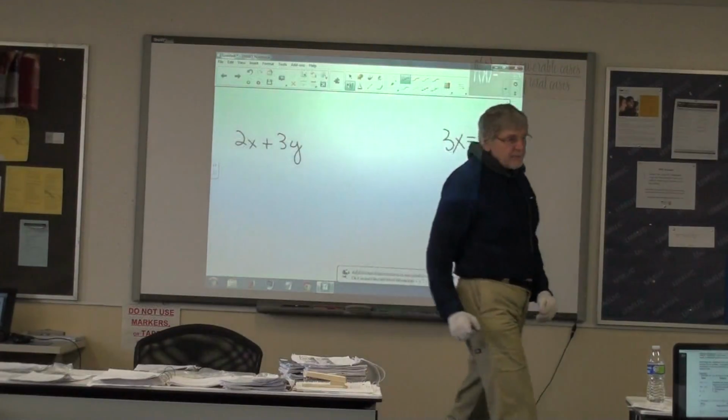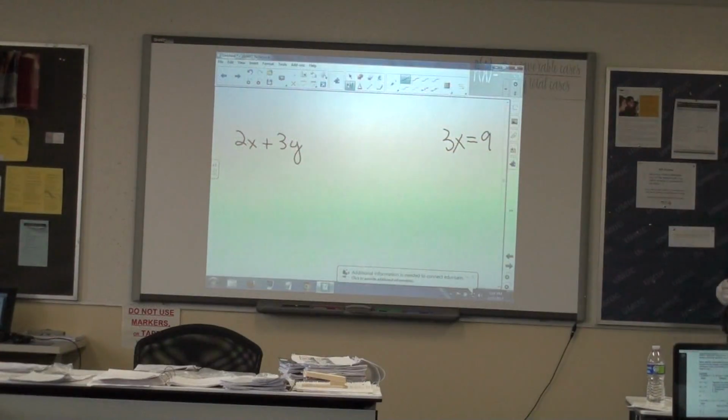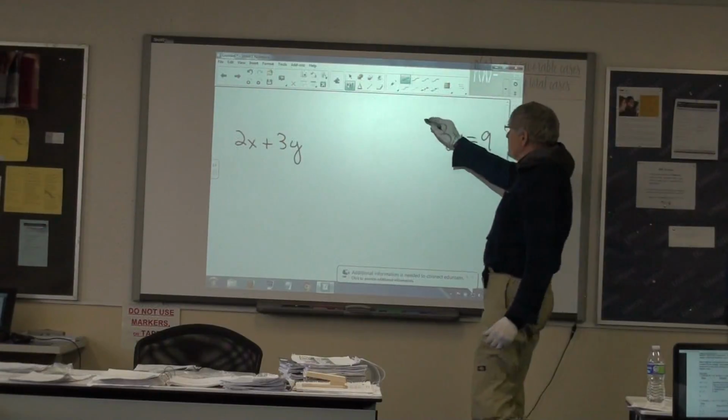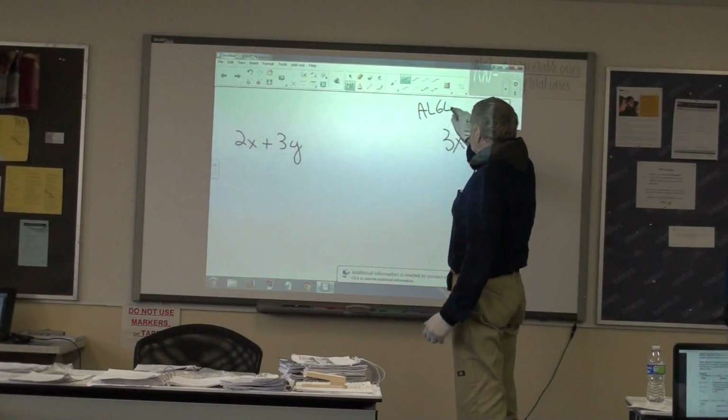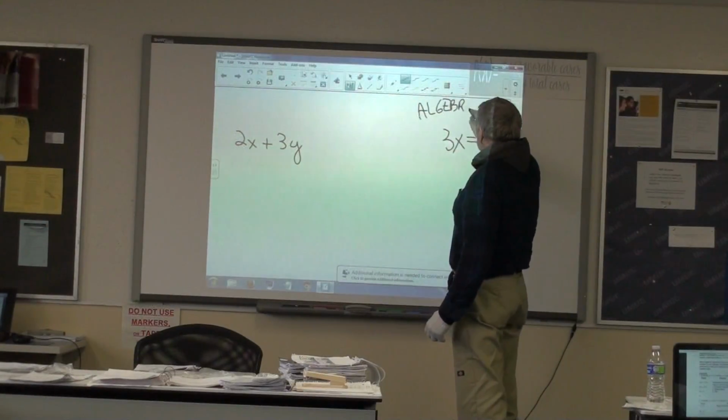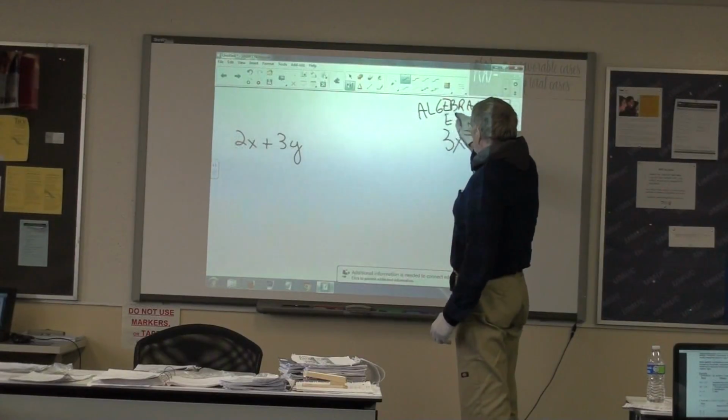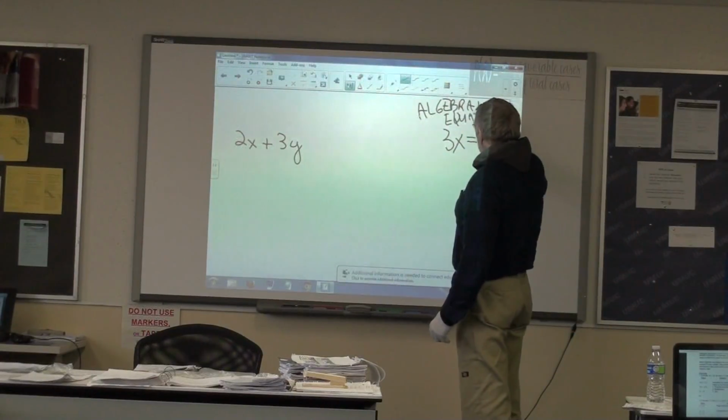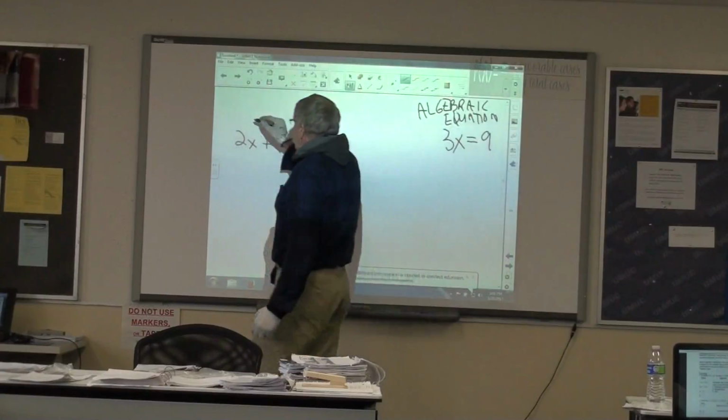Now, one of these items is an algebraic equation. The other one is an algebraic expression. Now, which one is which? Hint, equations have equal signs. So which one is the equation? So this is the algebraic equation. This is an algebraic expression.